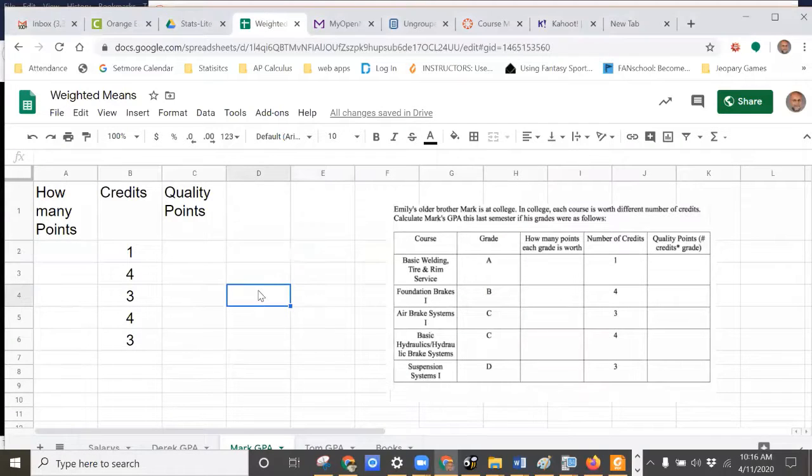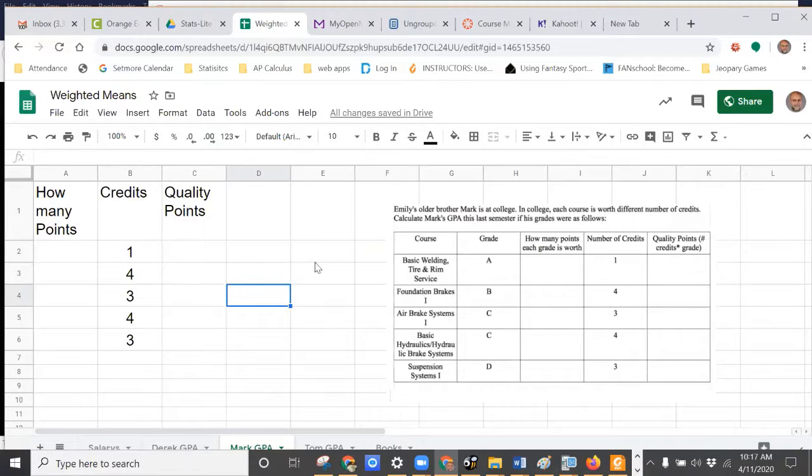Okay, another GPA problem. What's different about this is that when you go off to college or other training, they usually don't have every course worth the same. Depending on how hard the course is, it's worth more points. I mean, this basic tire welding and rim service is only worth 1 point versus hydraulics and brakes, which is worth a lot more points. Must be that brakes course is harder. But it's the same thing. How do you get a GPA?